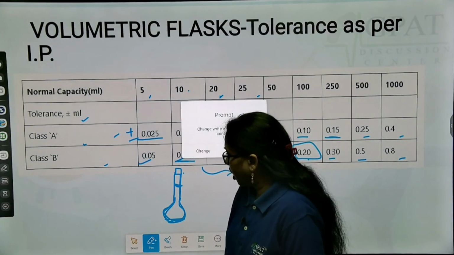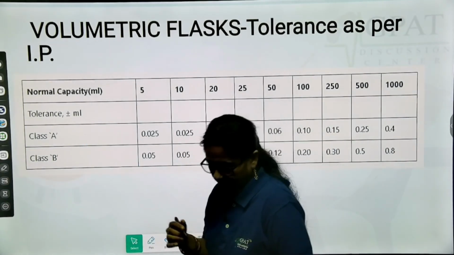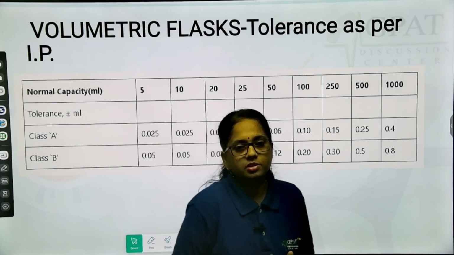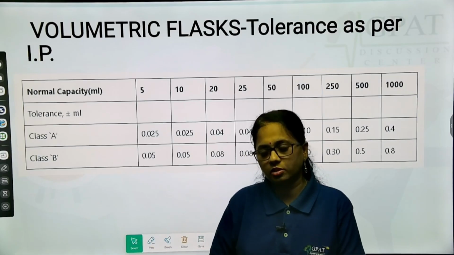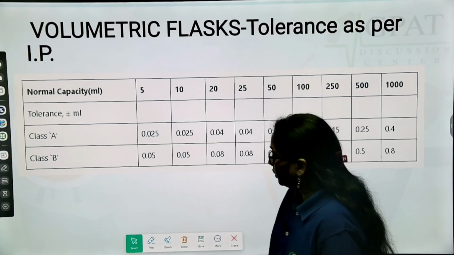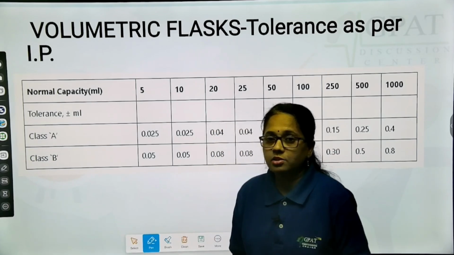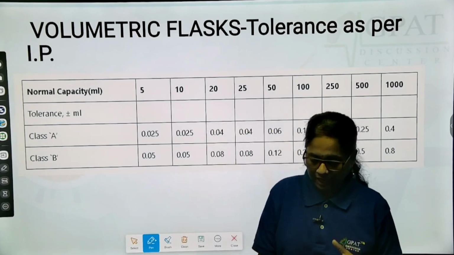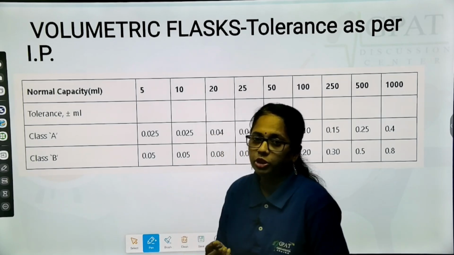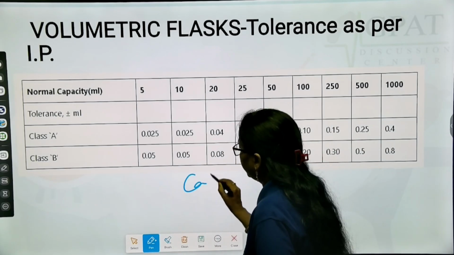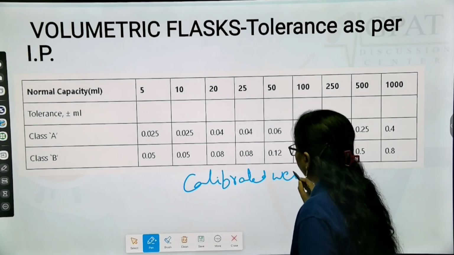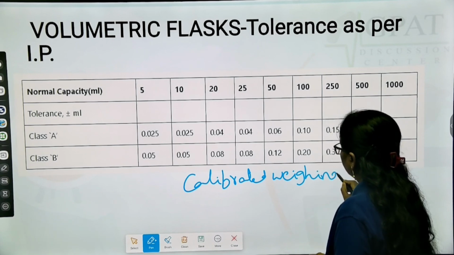So let us see how this tolerance is going to be calculated. Till now we have discussed that within the tolerance limits the glassware is allowed to be used, but how are we going to do the calibration actually? So whenever you are asked to do the calibration of any type of glassware, the minimum requirement you need is a calibrated weighing balance. Okay. So a calibrated weighing balance first of all you should have.